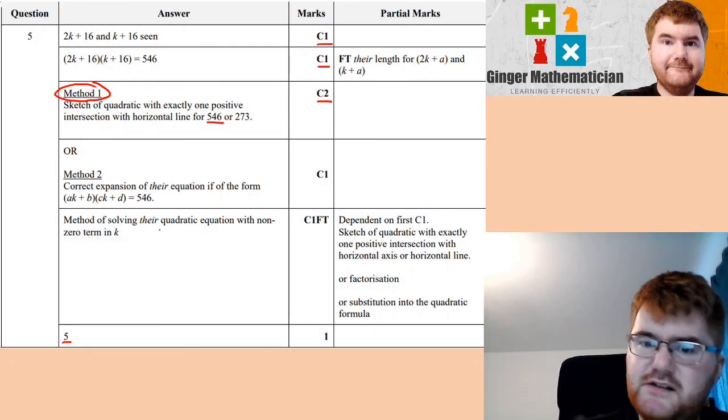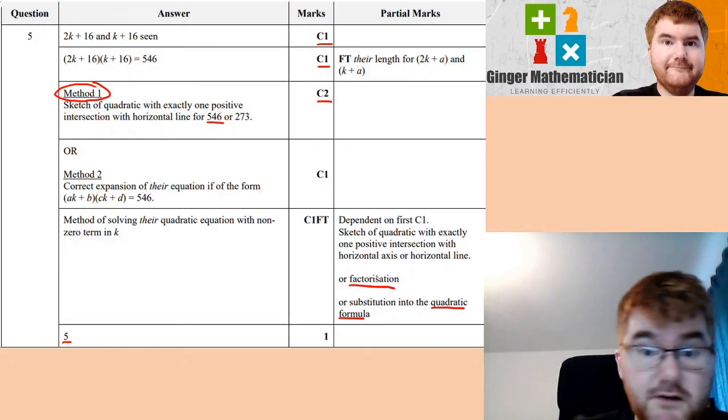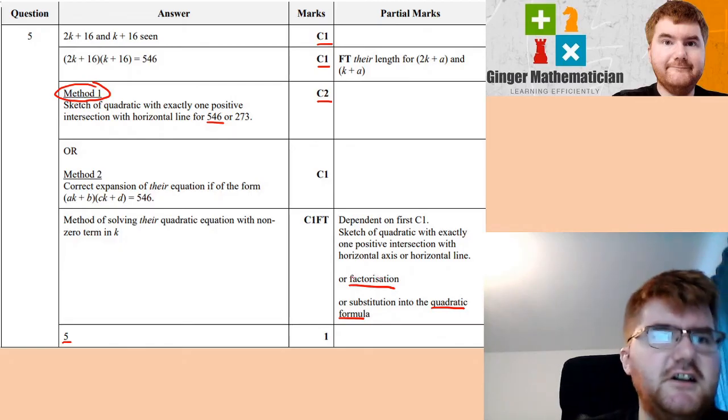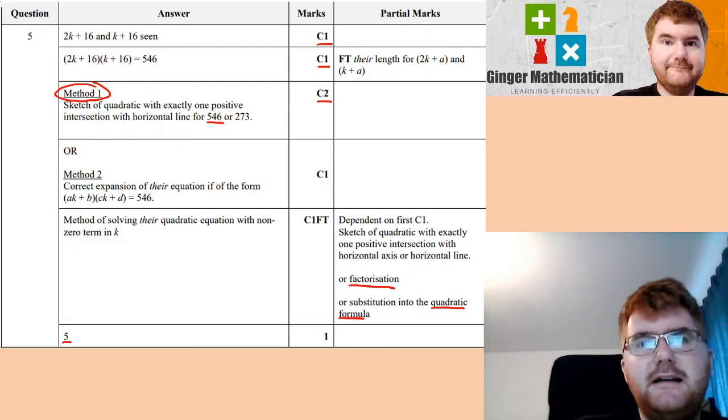Of course, you can always solve this by, as I mentioned here, the quadratic formula. Factorizing it might work as well here. So you can certainly use that method there as well. But please do get used to using your graphical calculator.